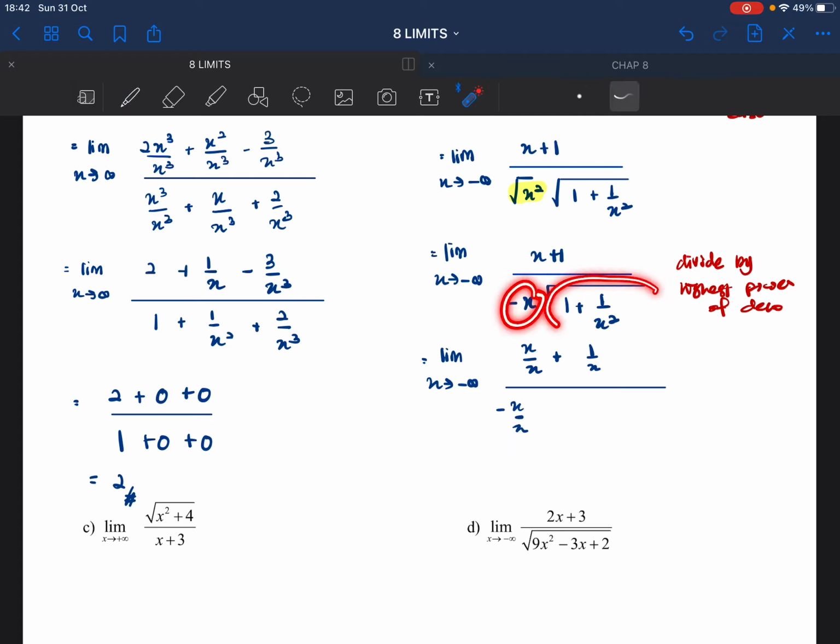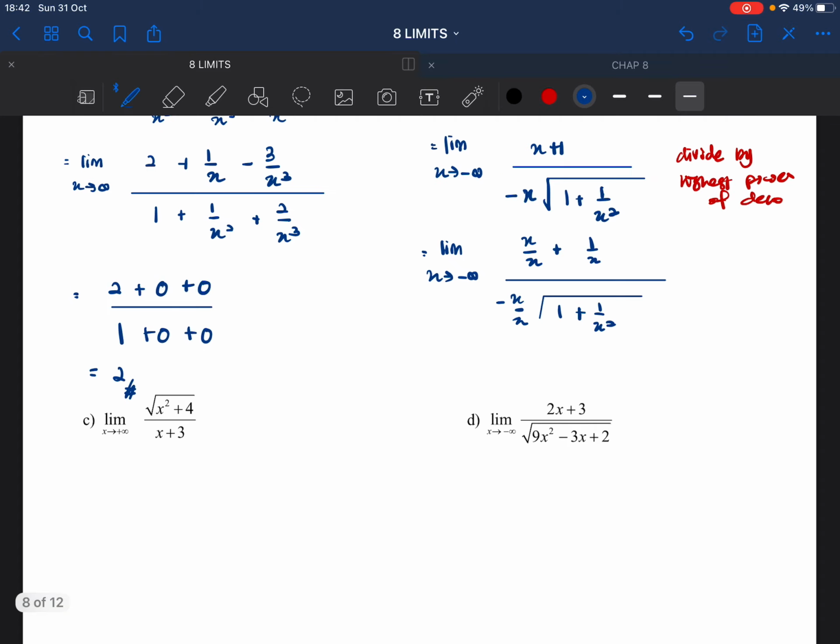Okay, this one we don't need to touch, because once you divide by x here, it means we have already divided the inside. So don't divide the inside again. Here we still have 1 plus 1 over x square. Okay, so now let's simplify this. We are going to get the limit as x approaches negative infinity of negative, x over x is 1, so negative 1, times 1 plus 1 over x square.